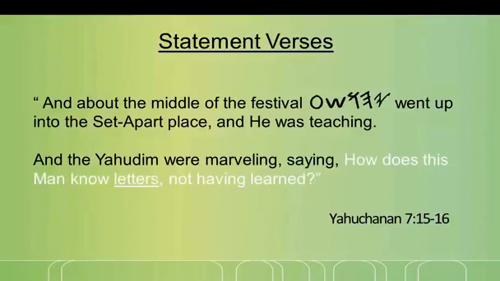All right, so our statement verses, it's actually two of them, can be found in Yahuah chapter 7, verses 15 and 16, and that would be John for those who don't recognize the Hebrew, what's called the Hebrew term. And about the middle of the festival, Yahusha went up into the set apart place, and he was teaching. And the Yahudim were marveling, saying, how does this man know letters, not having learned?